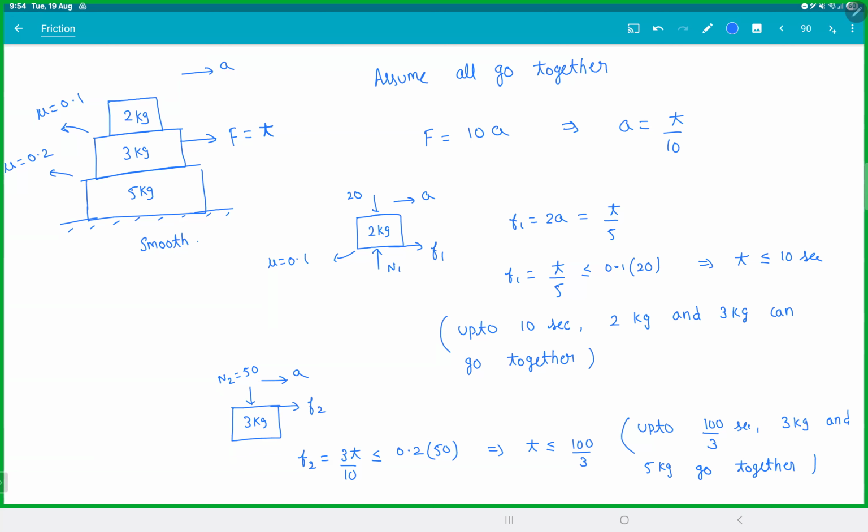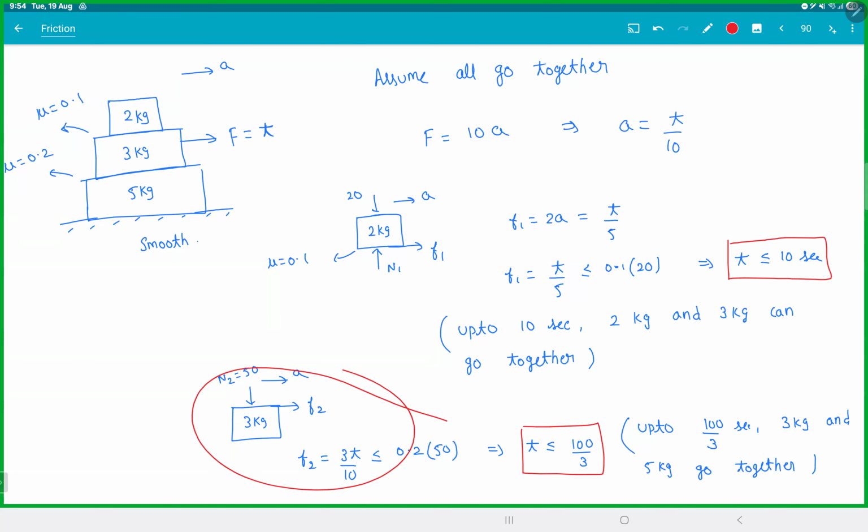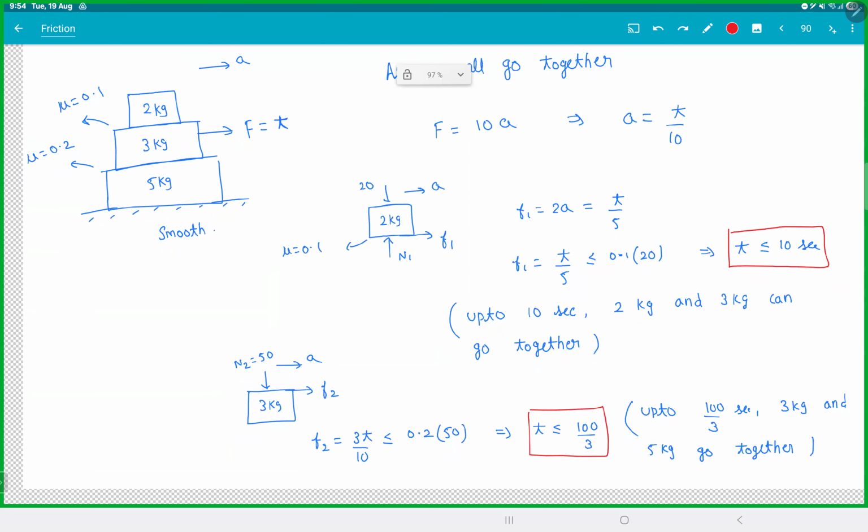So when this happens, right, then you have to choose the minimum of these two. So we got this and we got this, right? Now see what happened here. You got this value under what assumption? Under the assumption all will go together. But what happened at 10 seconds? At 10 seconds, 2 kg and 3 kg slipped, right? So the assumption is not valid anymore. Are you getting it? So this is wrong. You don't take this thing. So choose the minimum value between them.